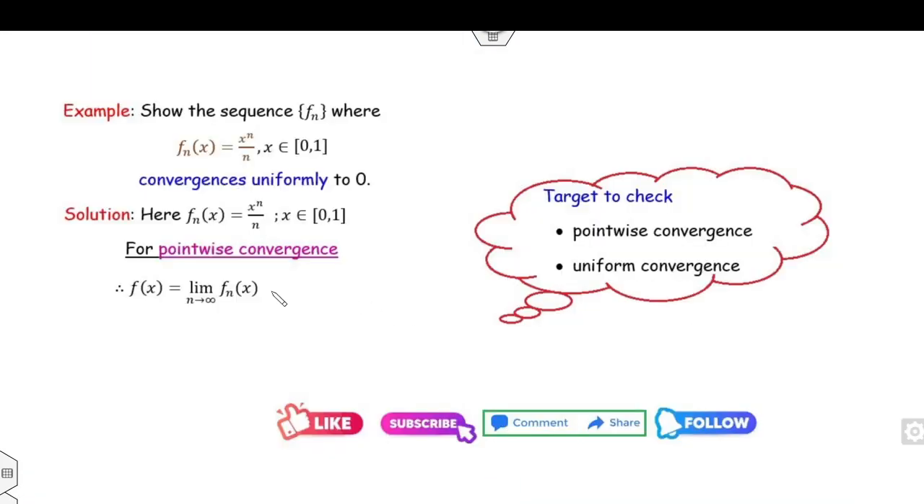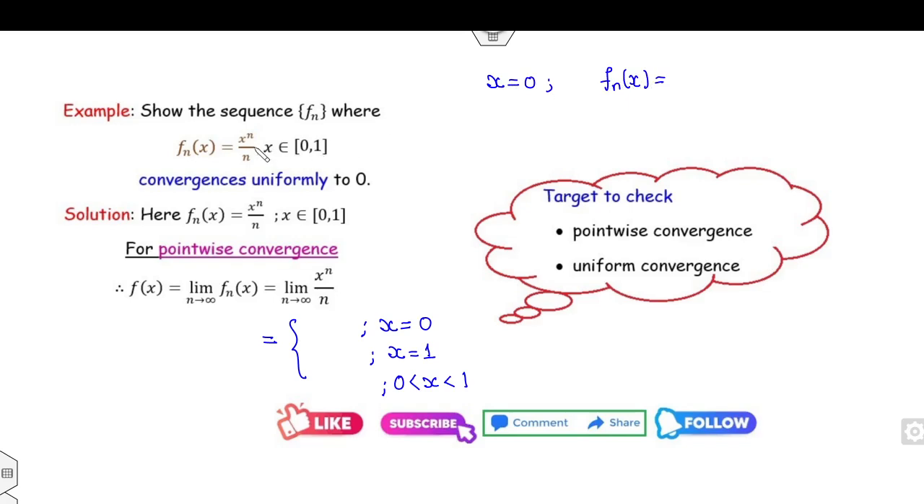Now, what is the value of f_n(x)? Again, you can see it is a closed interval. I have to take three cases: x is 0, x is 1, and x lies between 0 and 1. So what will happen if x is 0? What is the value of f_n(x)? If x is 0, f_n(x) is 0. Again, the limit is 0.